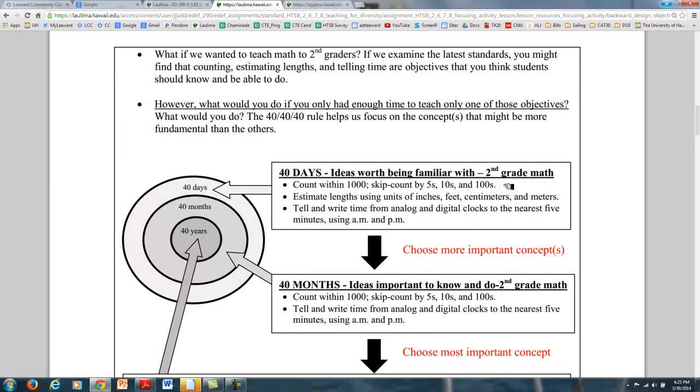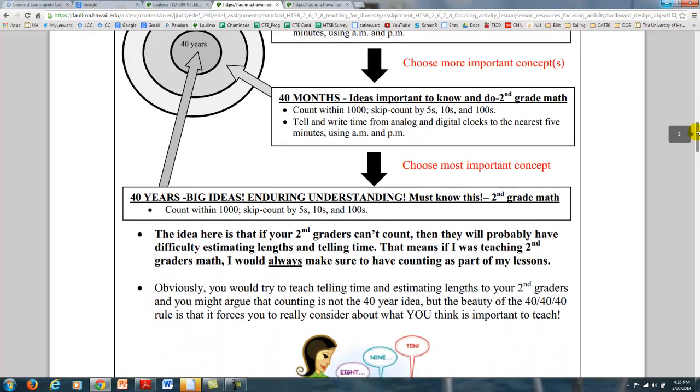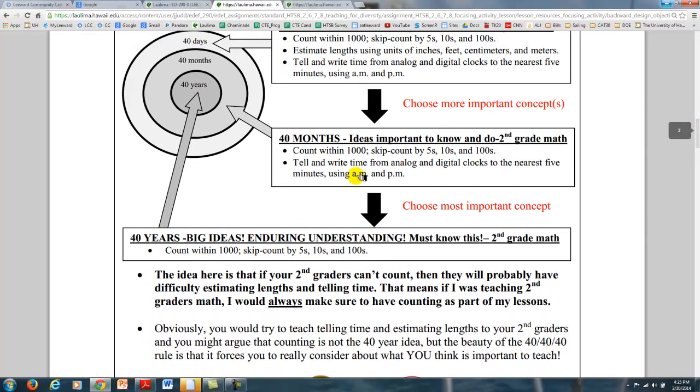So you start with saying what 40-day ideas might they do, and so you write down the 3 objectives that you have. Which one of those is more important than the other ones? So we can narrow it down to 2 40-month ideas by saying the student should be able to count and tell and write time rather than estimating lengths. And then out of those 2, which is the most important one?